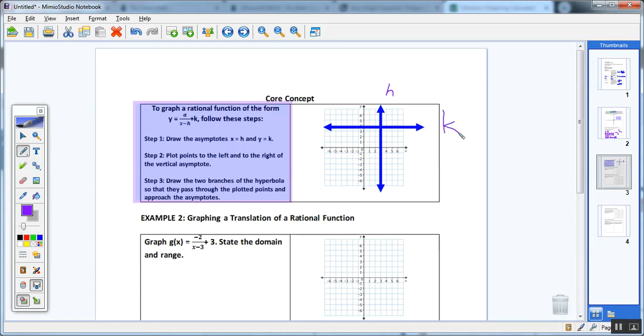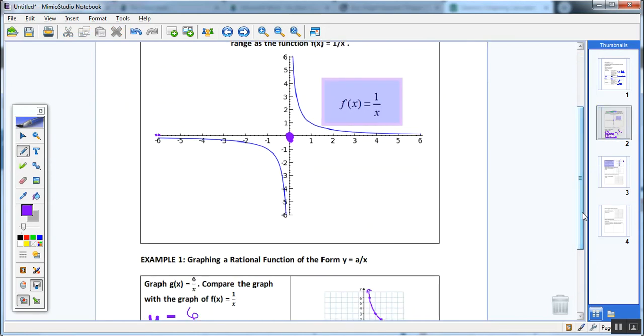And now what's going to happen, kids, is if you look at that 1 over x graph, can I go back to 1 over x? In this graph right here, kids, what were my asymptotes?